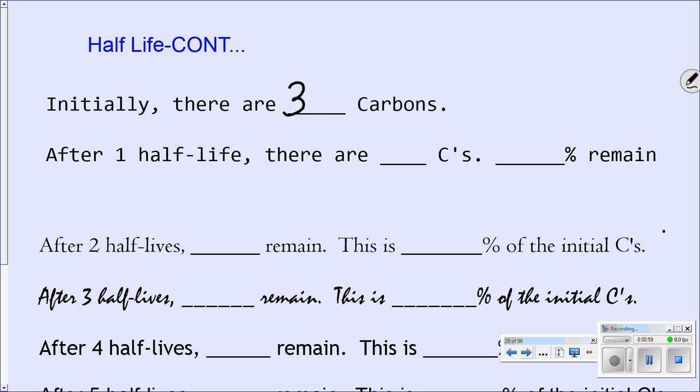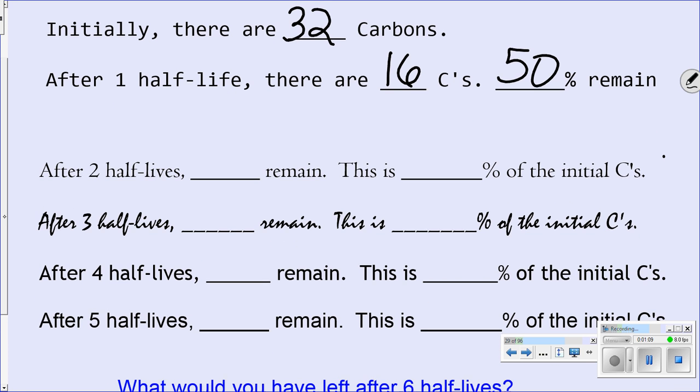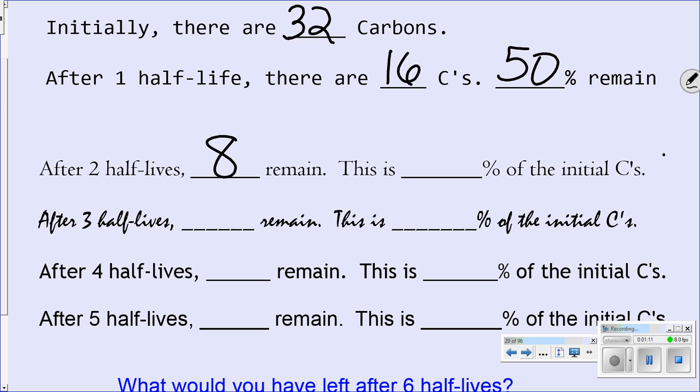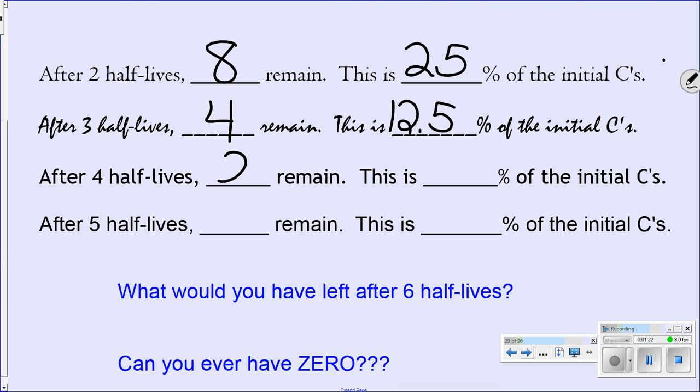So if we started with our 32 carbon atoms, after one half-life, we went down to 16. So that's 50% of the original, or 1/2 of the original. If we continue to go through half-lives, we then go down to 8, and it's 25% of our original. Finally, we go down to 4, 12.5%. After 4 half-lives, we'd be down to 2, 6.25% of the original sample. After 5 half-lives, we'd go down to 1, 3.125% of the original sample.